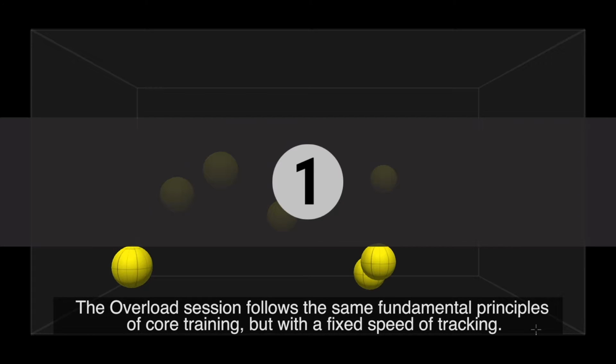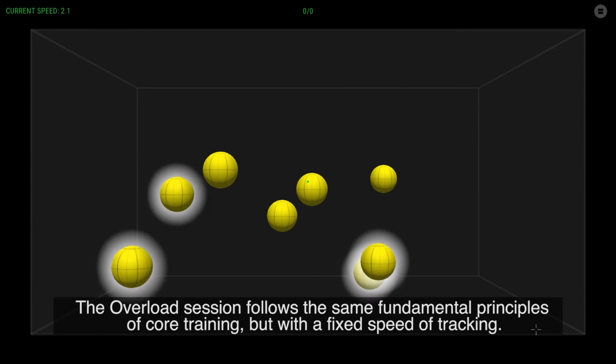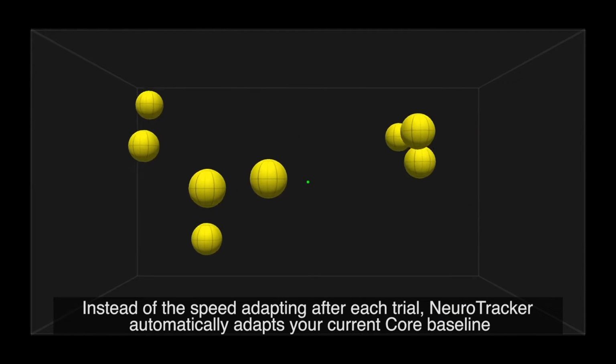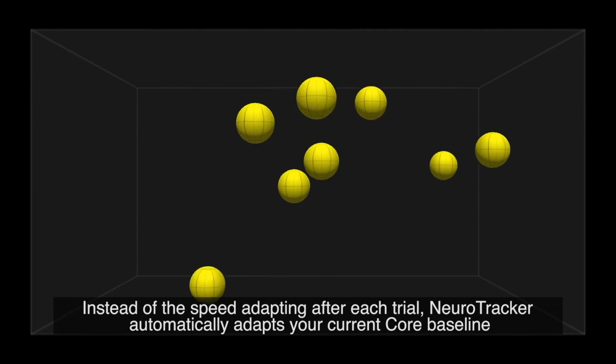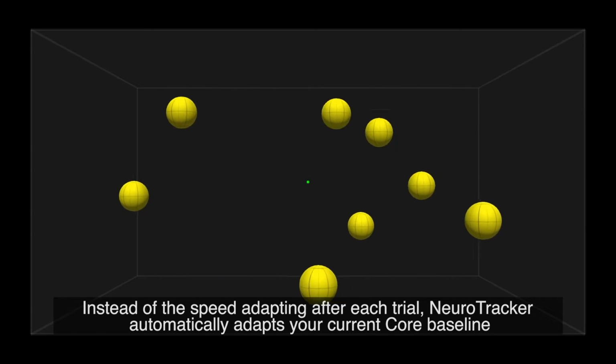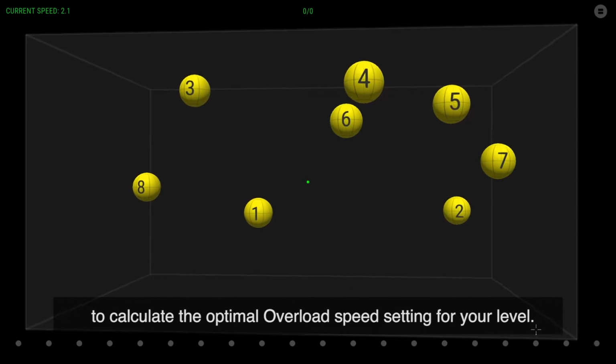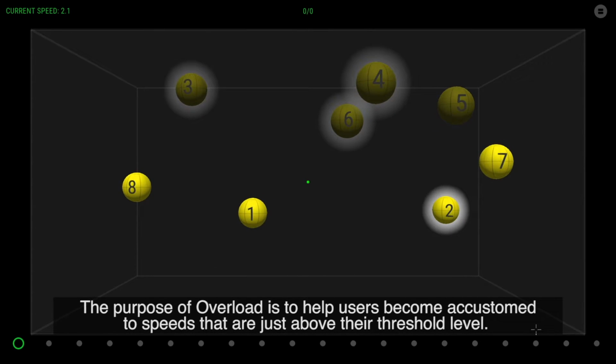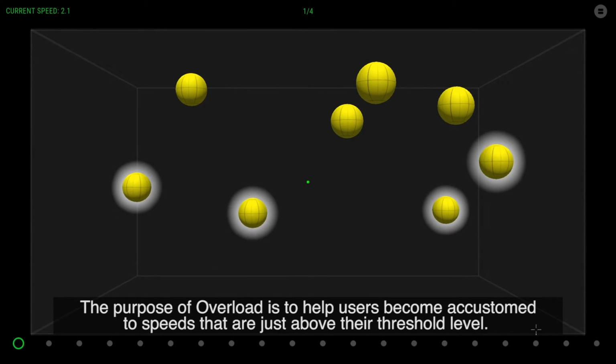The overload session follows the same fundamental principles of core training, but with a fixed speed of tracking. Instead of the speed adapting after each trial, NeuroTracker automatically adapts your current core baseline to calculate the optimal overload speed setting for your level.